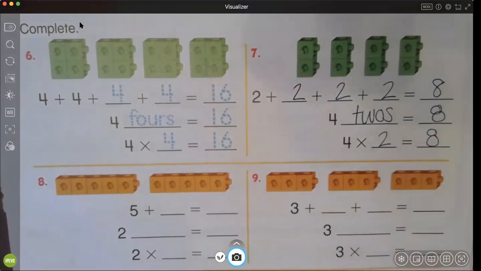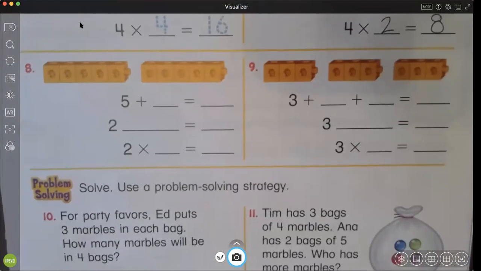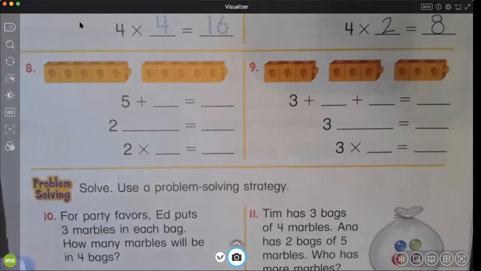Okay. All right, now would be another time to pause the video, try 8 and 9, see if you get it right, press play, and see if you're right.